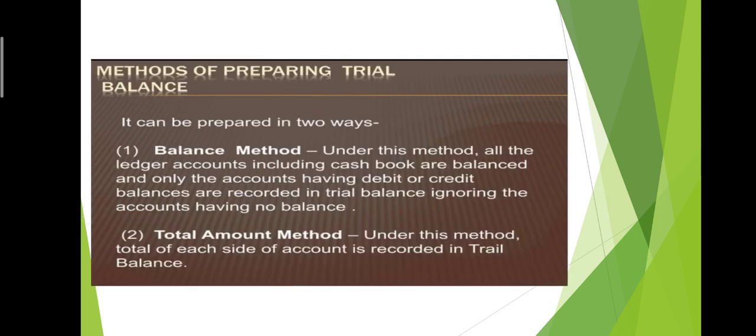So, methods of preparing the trial balance. There are two methods for the preparation of a trial balance. A trial balance is a list of all the ledger balances as on a particular day. It is prepared by the following methods. The first method is the total method and the second method is the balance method. In the total method, the totals of debit and credit of all accounts are recorded. This method is known as the total amount method or cross trial balance method.